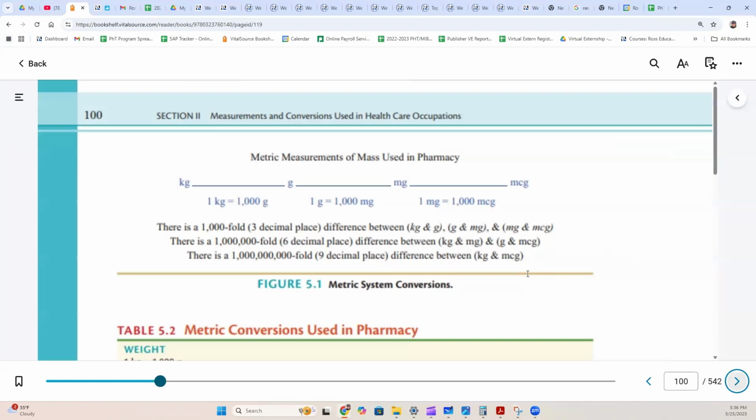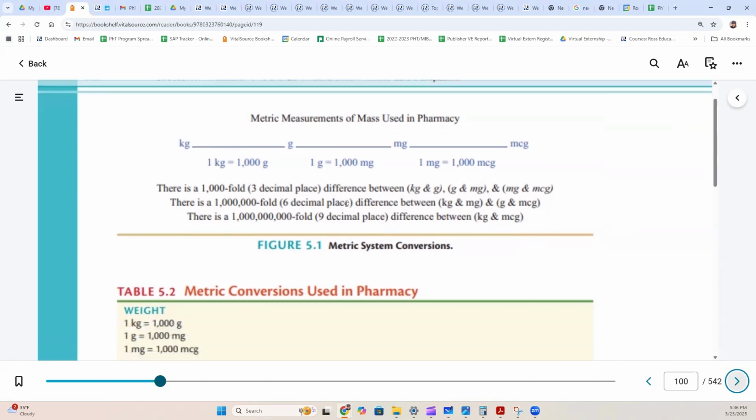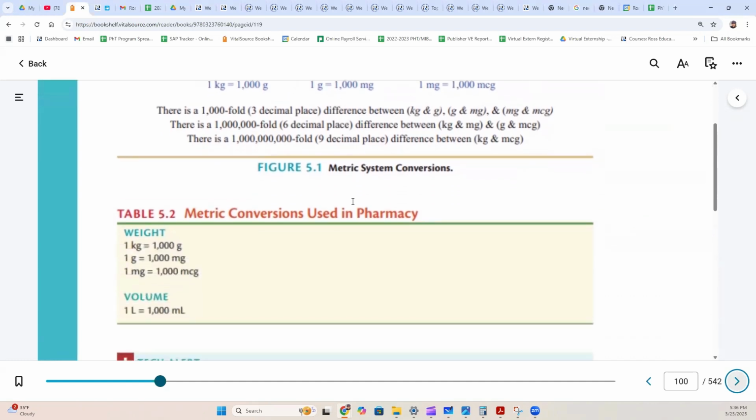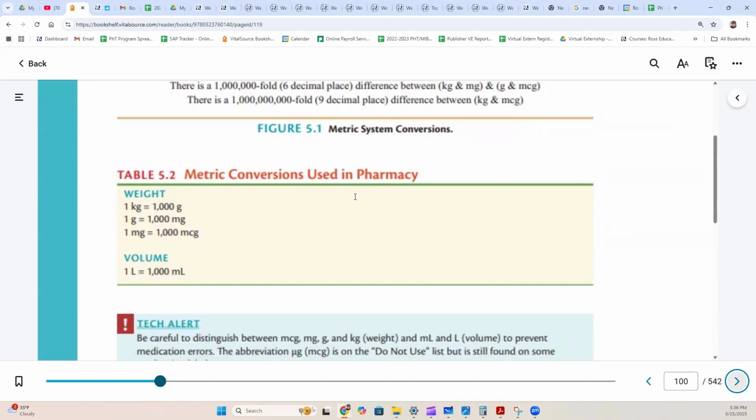So this is just a little chart of the metric measurements of mass used in pharmacy and just kind of explains that there is the table 5.2, which shows metric conversions used in pharmacy for weight and volume. Also keep in mind that this information is on that conversion sheet, which is in your weekly study materials. I think it says highlighted conversion sheet.